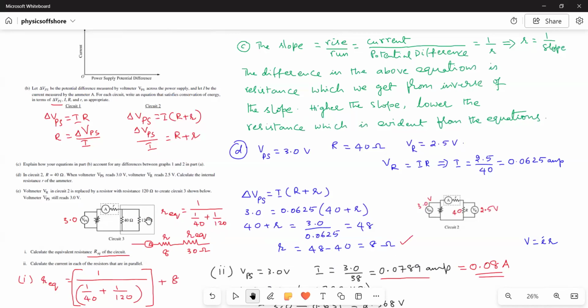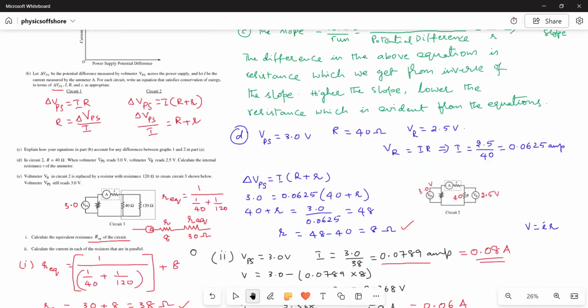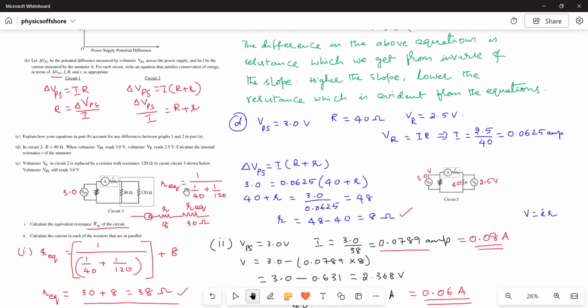Now, later he replaced the voltmeter here with a 120 ohms resistor. This is the circuit. We have to find out the effective resistance of the circuit. So this is a parallel circuit. For a parallel circuit, we have to find out the effective resistance. So the effective resistance is 30 ohms. Here is the calculation. From this, we found the effective resistance as 30 ohms.